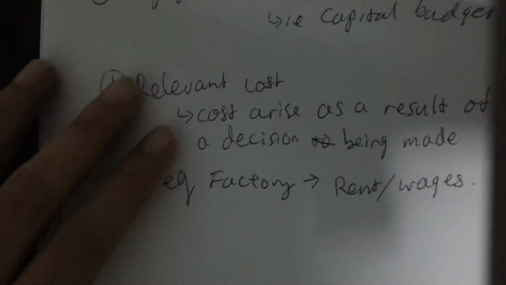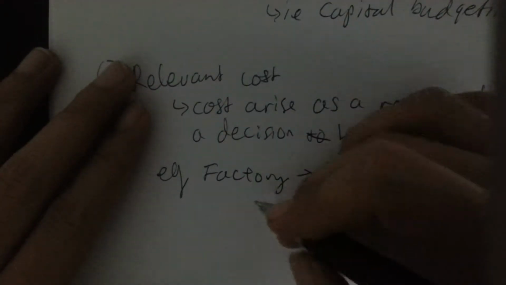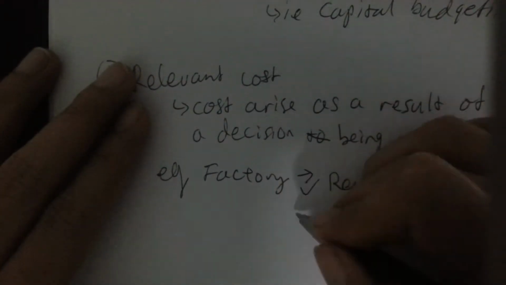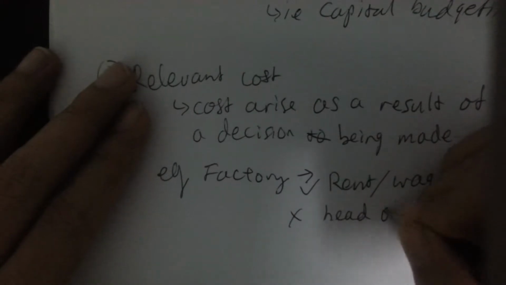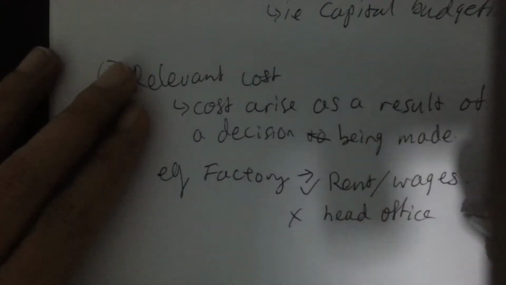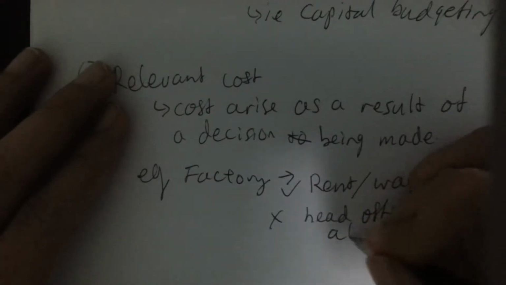Now, however, when you start a factory, what wouldn't be relevant? For example, things such as head office costs allocated.